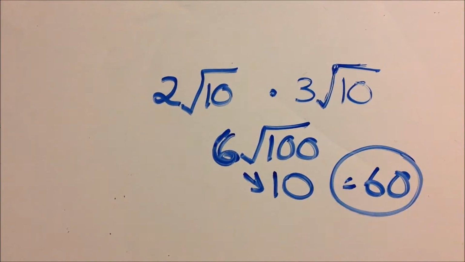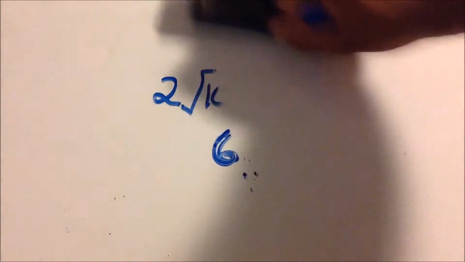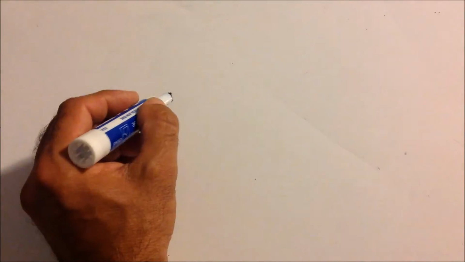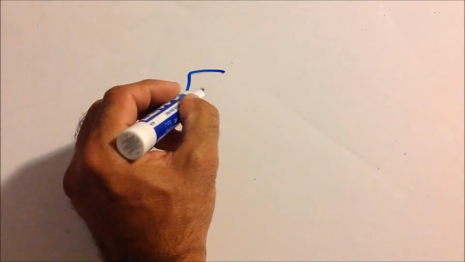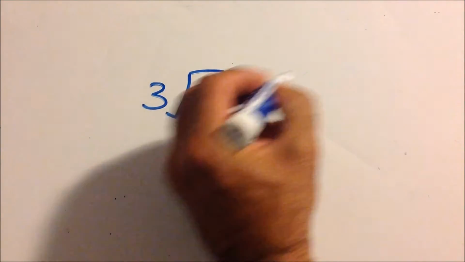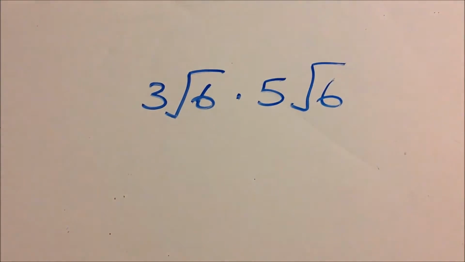Okay, let's do a few more. Try this one. Let's say I had 3 square root of 6 times 5 square root of 6. What would you get?